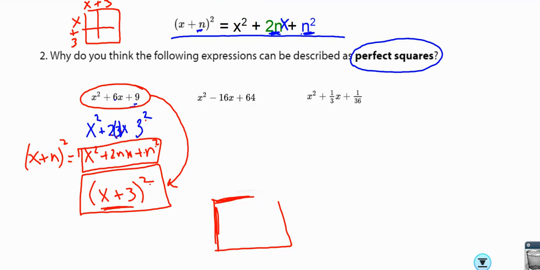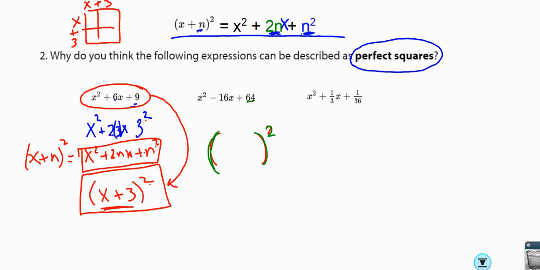Okay, let's check on the next two. I'll take a second and see if you can find the perfect square and rewrite it as something squared. Go ahead, hit pause, try it yourself. Okay, you should have tried the next two.